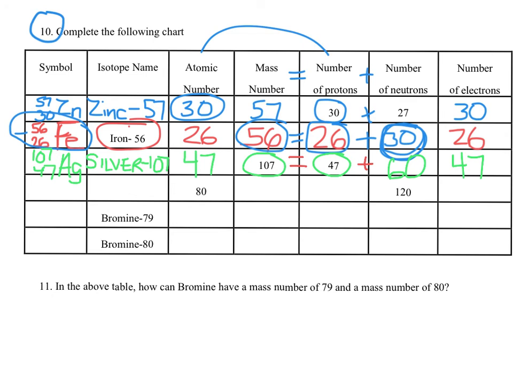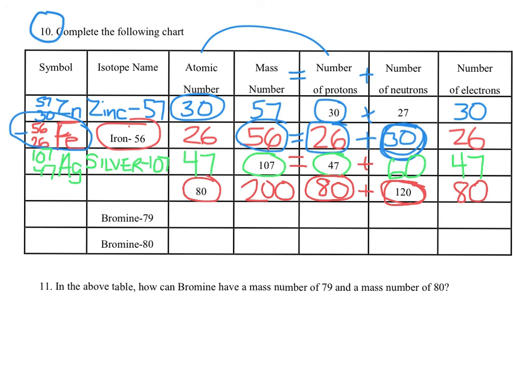If I move to my next row, all I have is atomic number of 80 and number of neutrons is 120. But that's plenty of information to be able to get the rest of the info. I know that if I have atomic number of 80, my protons must be 80. I know if I have 80 protons, I can assume I have 80 electrons so that they cancel out and be neutral. I know that if I add my protons plus my neutrons together, 80 plus 120 gives me the mass number, which is 200.